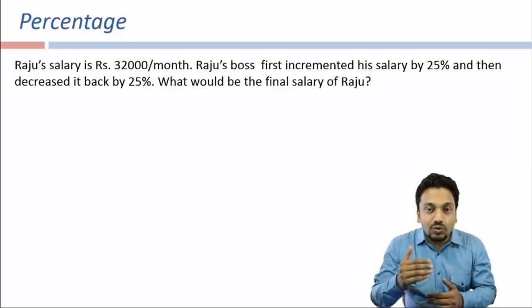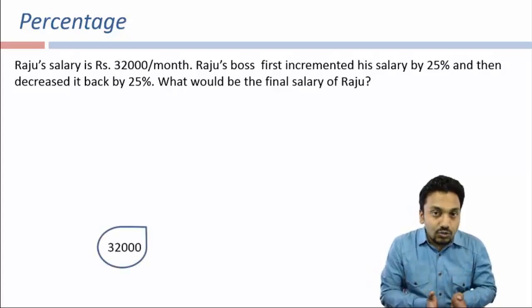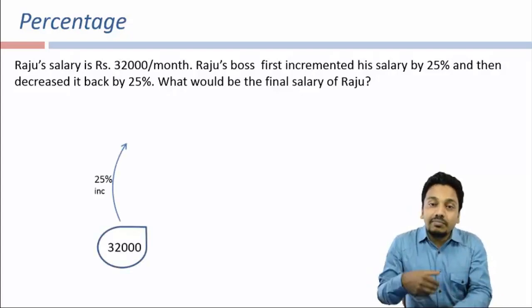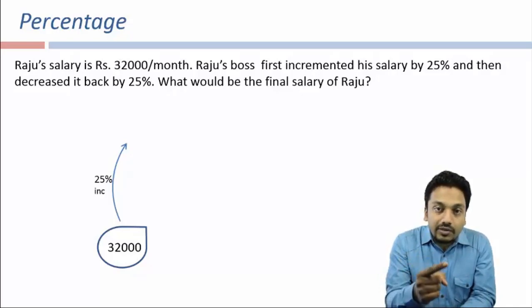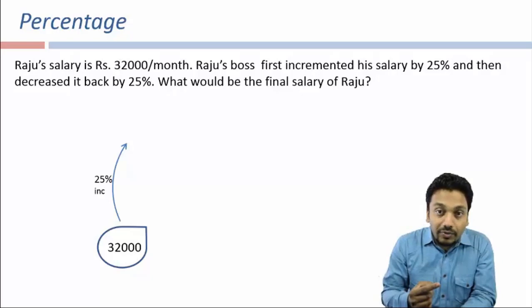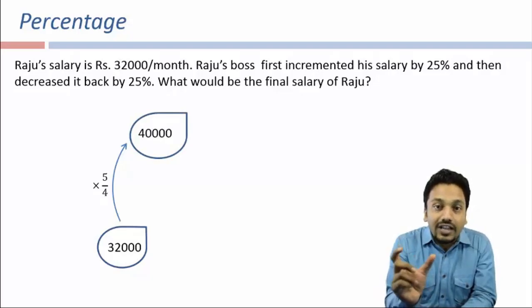So I'll try to do this problem in succession. How? Raju's salary is 32,000 first. I'll increase it by 25%. So the increase of 25% is 1 by 4, so the multiplying factor would be 5 by 4. So this would give me 40,000 as the salary.